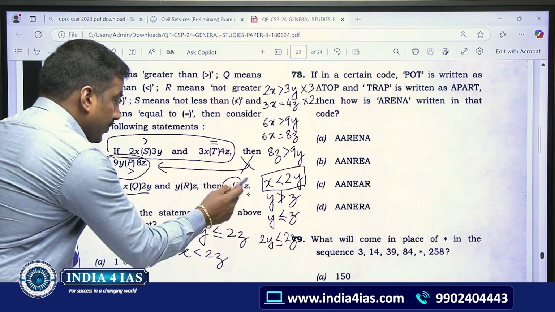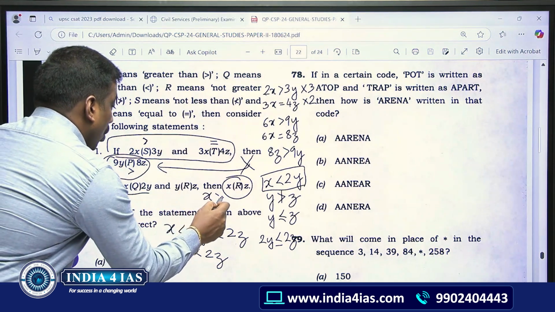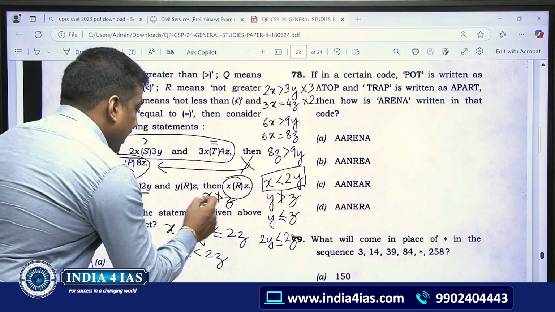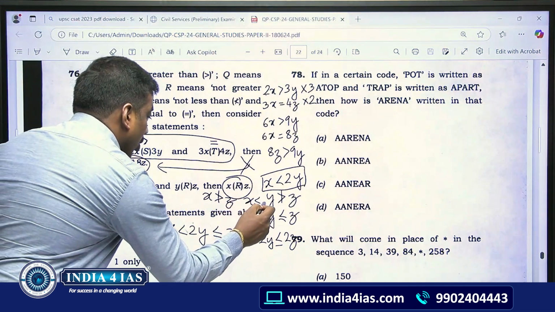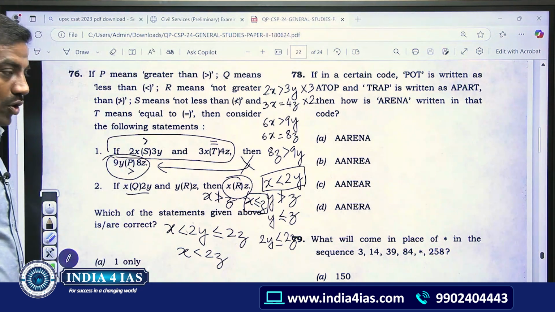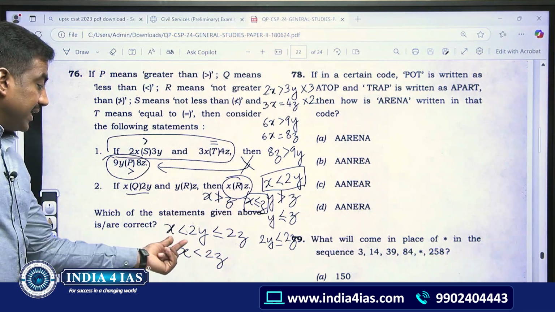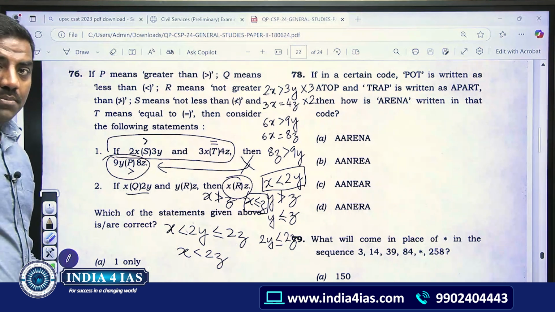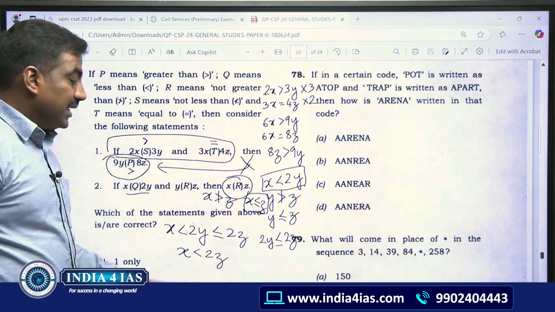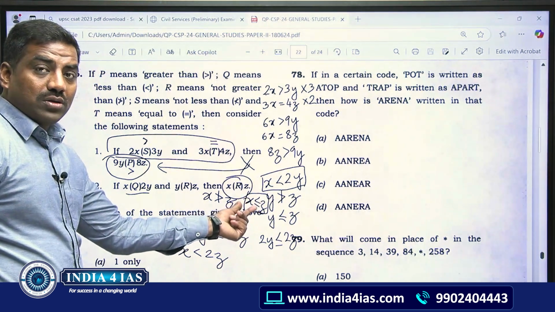But they are telling us x is not greater than z. But they are telling x can be lesser than or equal to z. This is what we have to prove. Is x lesser than or equal to 2z? Yes, x is definitely less than 2z. But is x less than z? We cannot tell. But they want us to tell x is less than or equal to z.